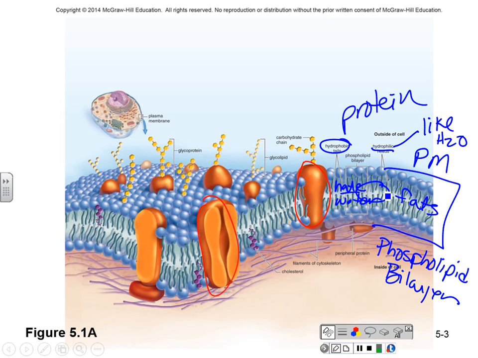So basically, if you take a bunch of phospholipids and throw them together in a solution of water, they will automatically form this phospholipid bilayer. The tails are trying to get as far away from water as possible, and the outside, the hydrophilic heads, like water, so they're trying to get as close to water as possible. So you will come up with this sphere-like structure if you take a bunch of phospholipids and put them in water.